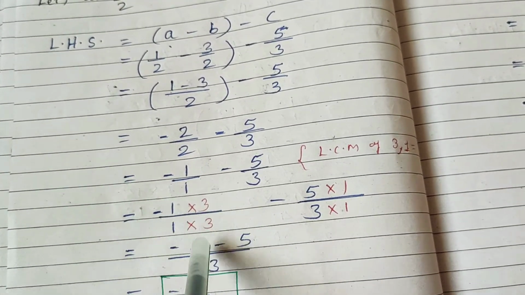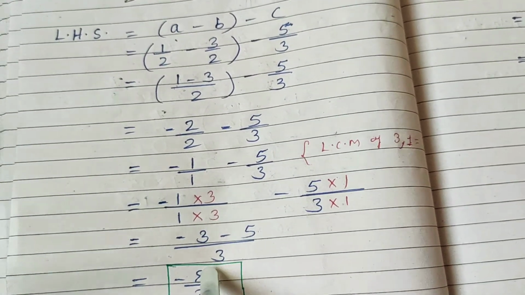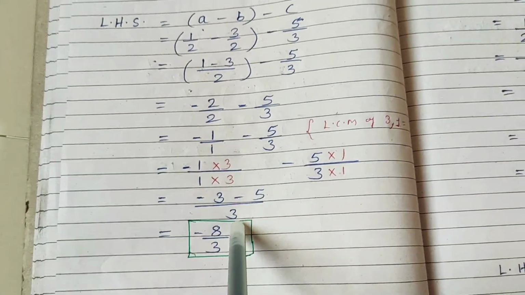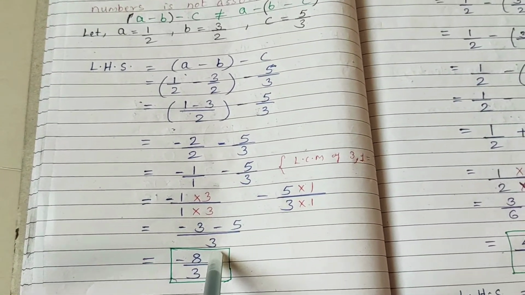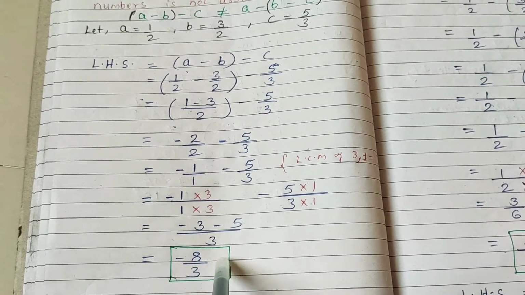3 into minus 1 is minus 3. It is minus 5 upon 3. So minus 3 and minus 5 is minus 8 upon 3. Got it? It means the value of the LHS is minus 8 upon 3.